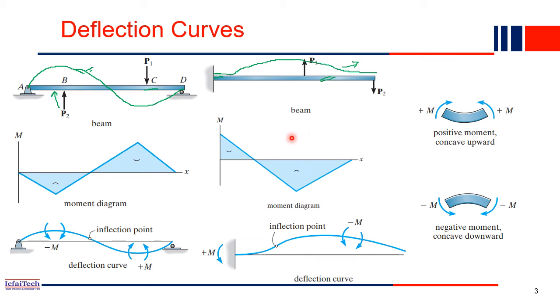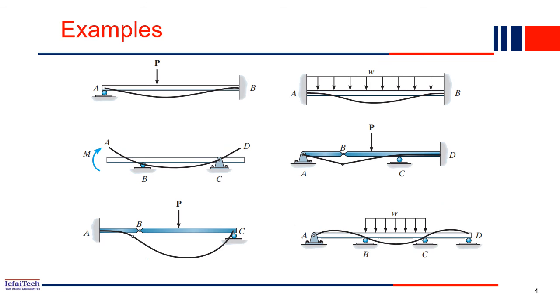So just by inspection only we can draw the deflected shape of any beam. Let's see a few more examples. Now this is another one, which we call a propped cantilever. One side is fixed, another side is a roller. So if you apply a load P, what will happen?